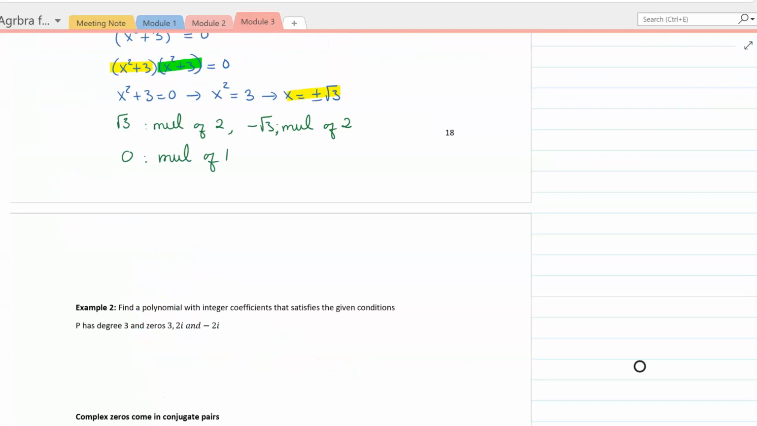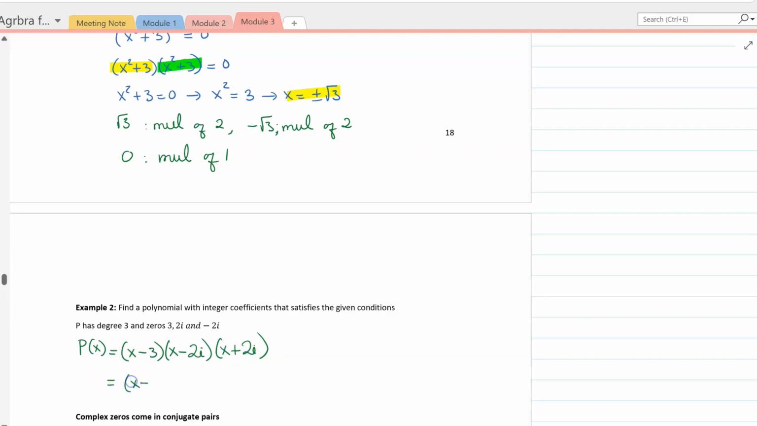So let's talk about finding a polynomial with a given condition. We want to find a polynomial of degree 3 whose zeros are 3, 2i, and negative 2i. So again, p of x equals x minus 3 times x minus 2i times x plus 2i. Let's multiply this out.